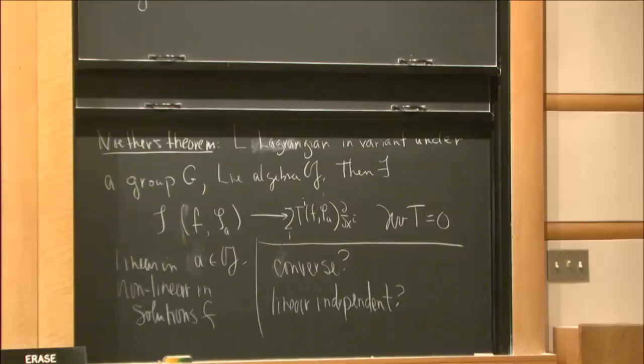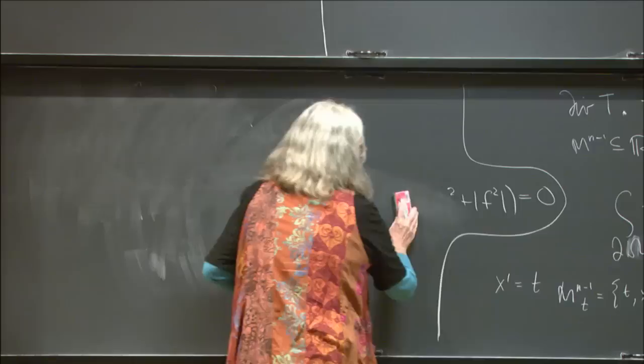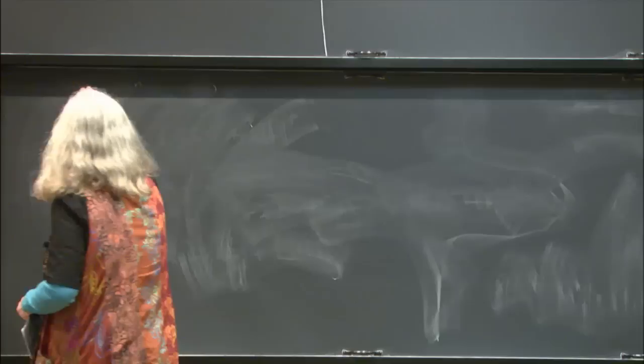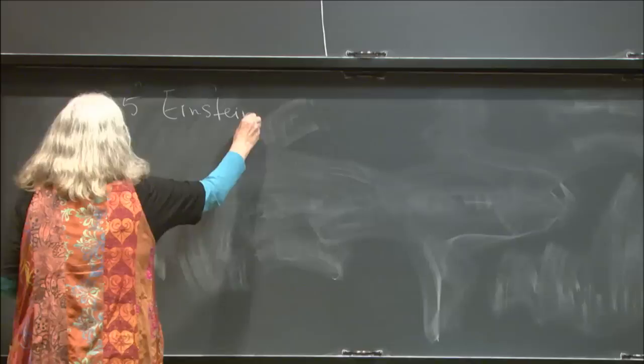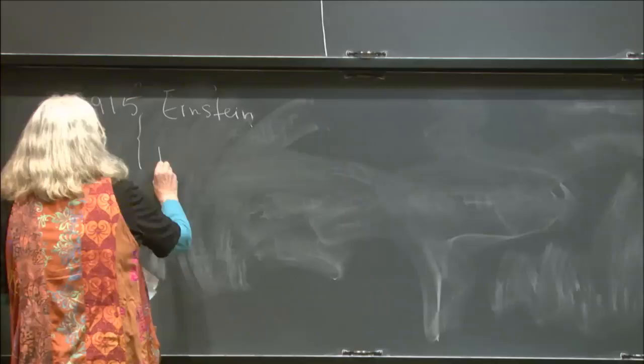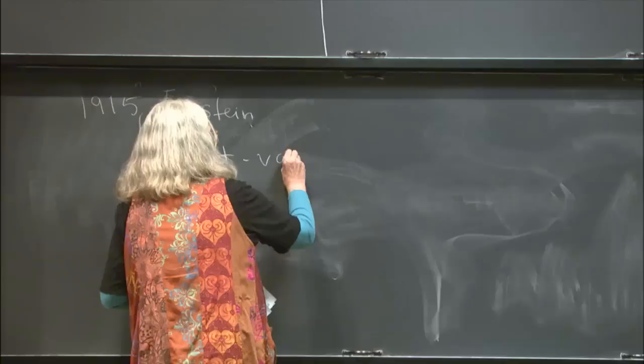So why did she actually do this problem? The reason she did this problem is intimately tied up in the fact that the paper was written in 1918. And Einstein had announced the theory of relativity in 1915. Einstein, theory of relativity. And soon after, and again, I can't find the paper, Hilbert gave the variational formulation of it.